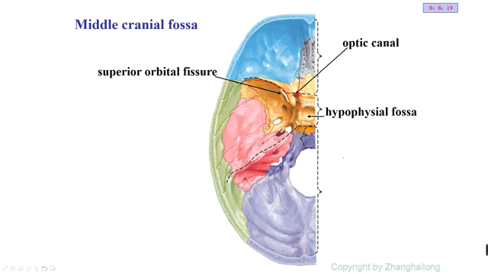This one, there is a fossa in the center, the hypophyseal fossa. What structure is in it? The hypophysis. Yeah, the hypophysis is in here. It's an endocrine gland that can secrete many important hormones.